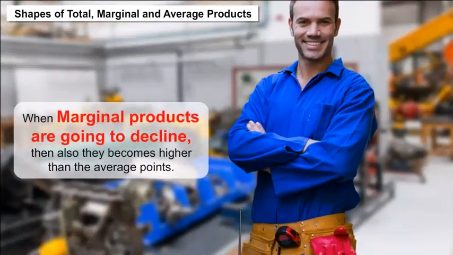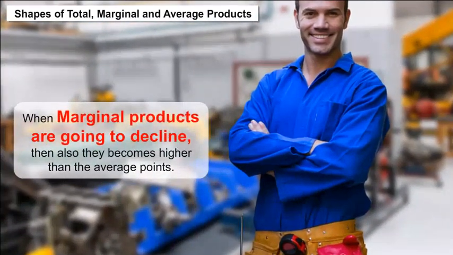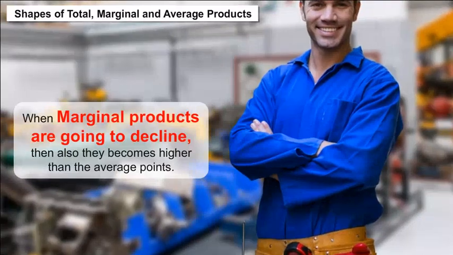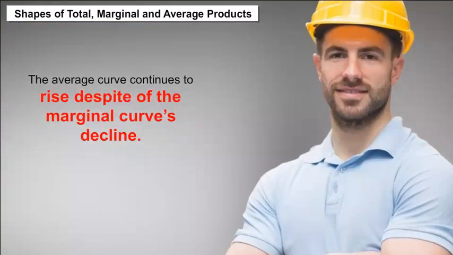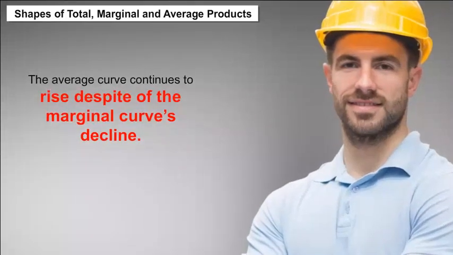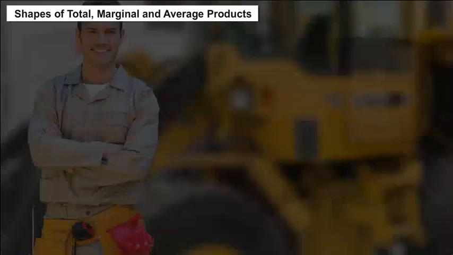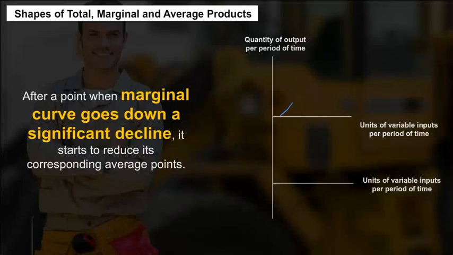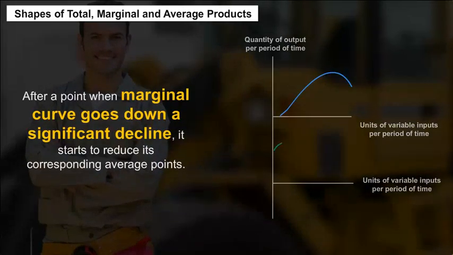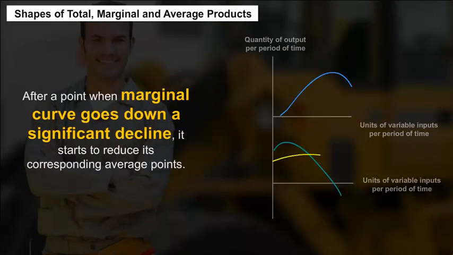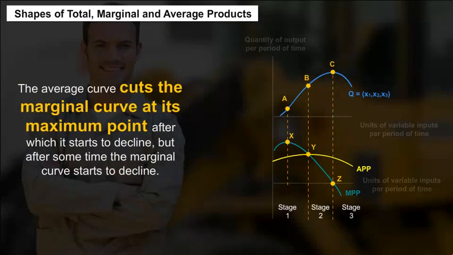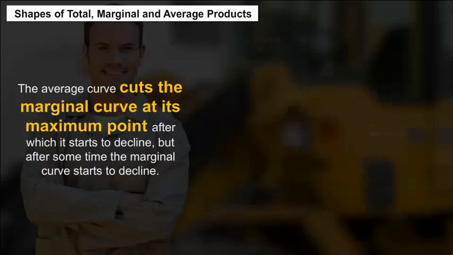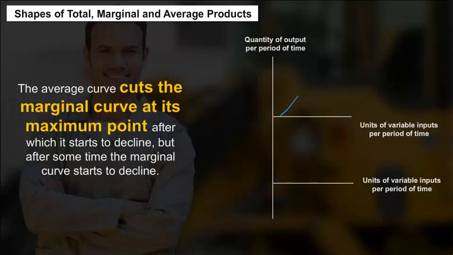When marginal products are going to decline, they still remain higher than the average points. Thus, the average curve continues to rise despite the marginal curve's decline. After a point, when the marginal curve goes down significantly, it starts to reduce its corresponding average points. The marginal curve cuts the average curve at the average's maximum point, after which it starts to decline.